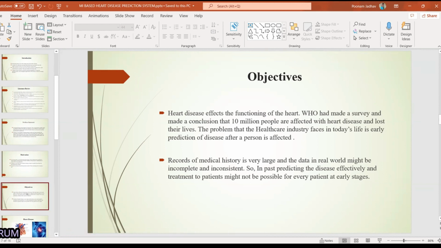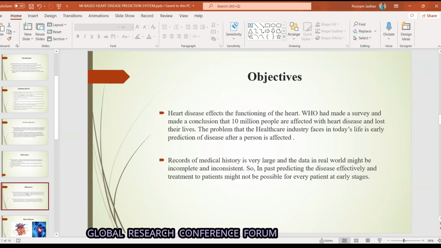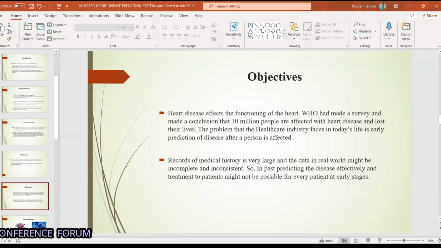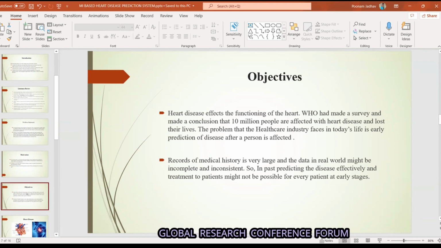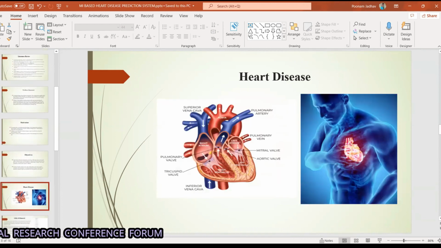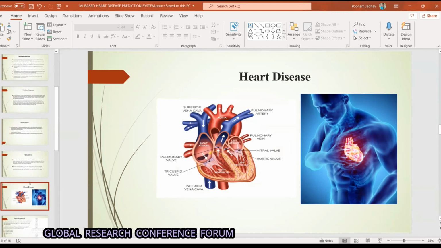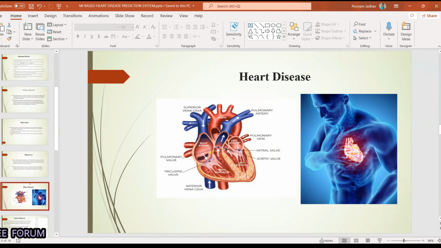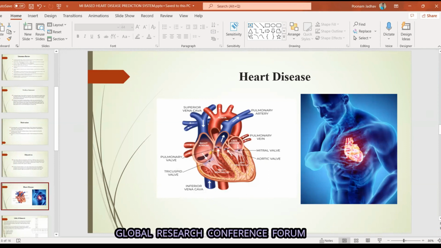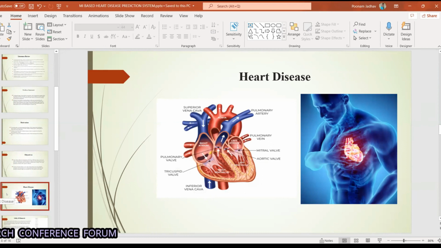The record of medical history is very large, and data in the real world might be incomplete or inconsistent. So predicting disease effectively and giving treatment to every patient at an early stage might not be possible. That is why we are producing this product. These are the different heart diseases: high blood pressure, stroke, coronary failure, aortic disease, peripheral arterial disease. These impact different parts of the heart, but we cannot identify them without detection of data, like in ECG.